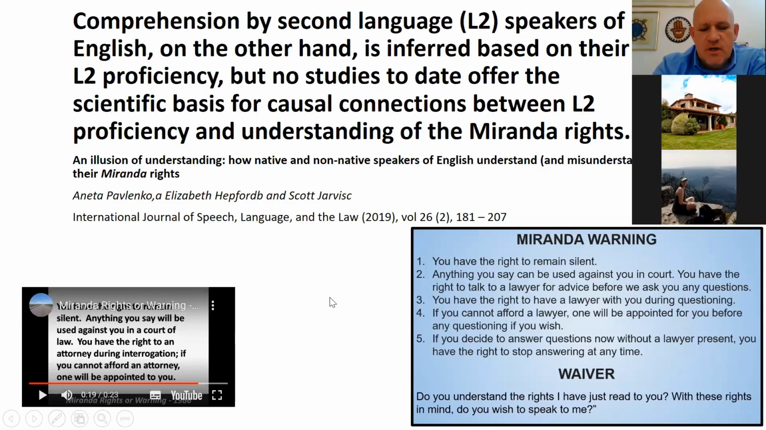Okay. Now, I'm sure everybody's familiar with that. We've all watched enough police shows to have seen that. Now, what's happened over the years is that many academic studies have been done on the Miranda rights, particularly whether or not the Miranda rights are actually understood by second language speakers and even first language speakers. And over the years, it's been quite consistent that even first language speakers do not understand the Miranda rights.